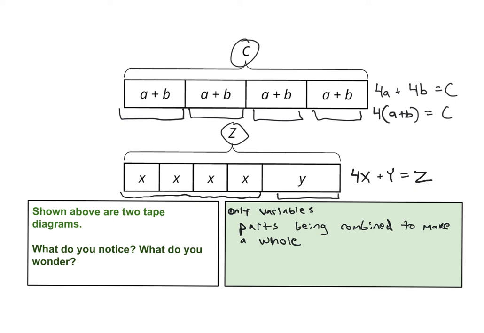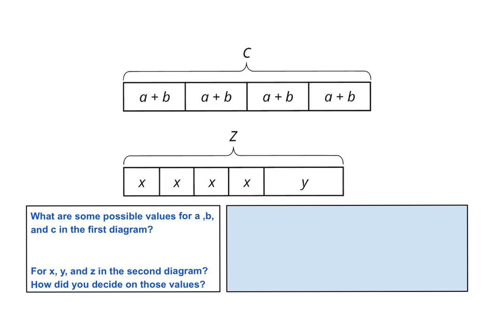If these were on a scale, and Z was on one end of the scale and 4x plus y was on the other, that scale would be balanced. That is what that equal sign means. So on our next slide, we made these observations, we wrote these equations. Then I asked you all, what were some possible values for A, B, and C that make this true? What are some possible values for X, Y, and Z that make this true? And we talked about how we decided which values to choose.